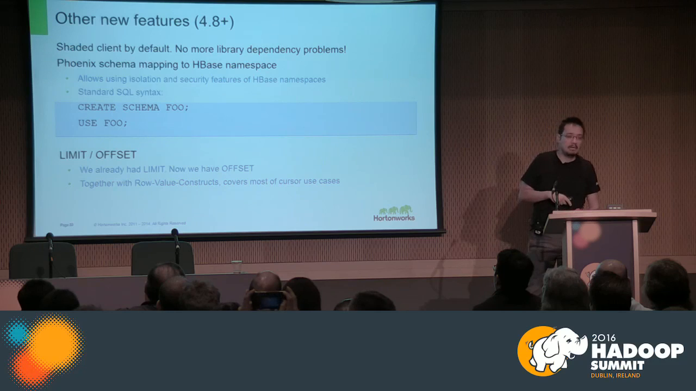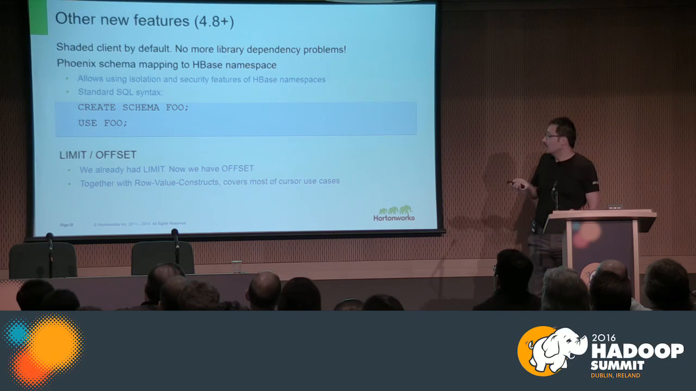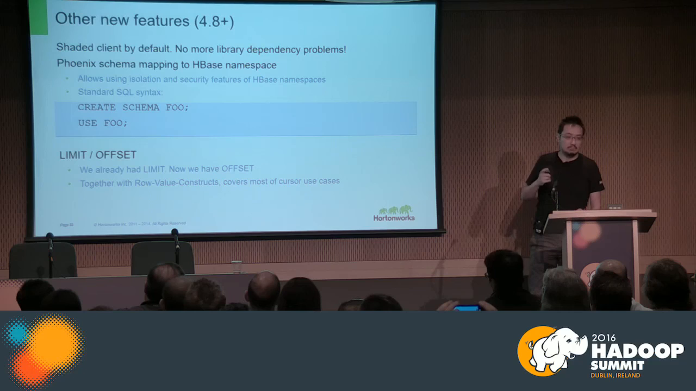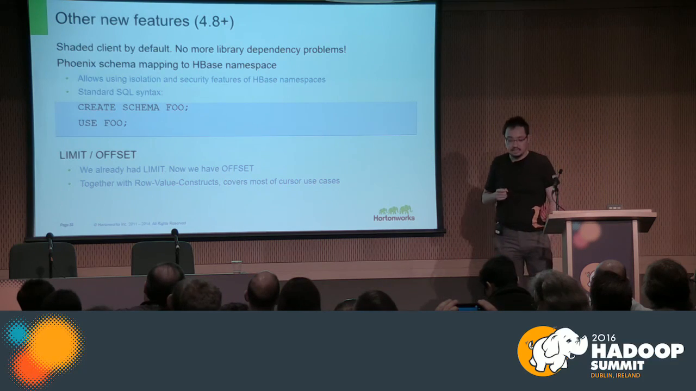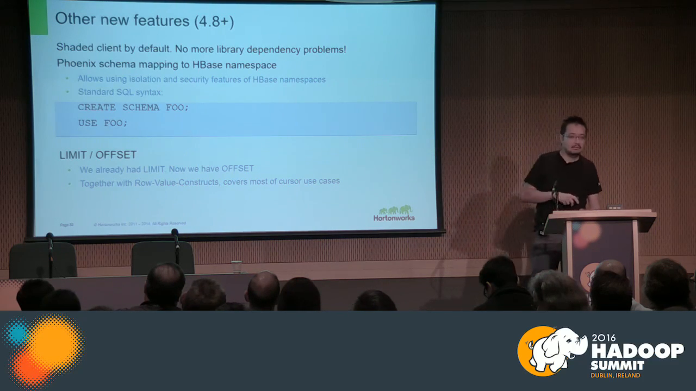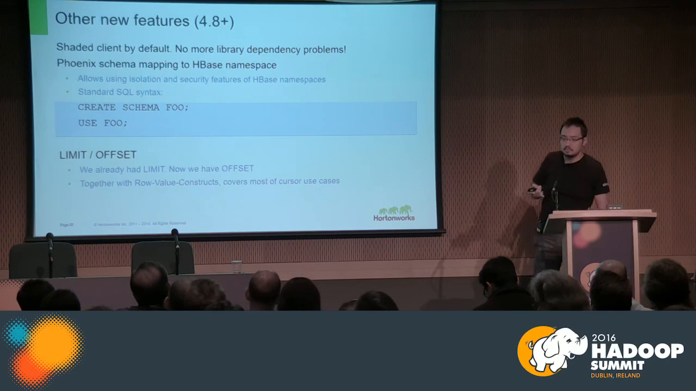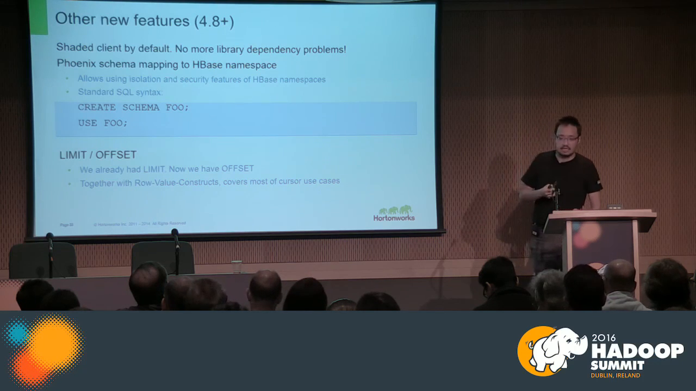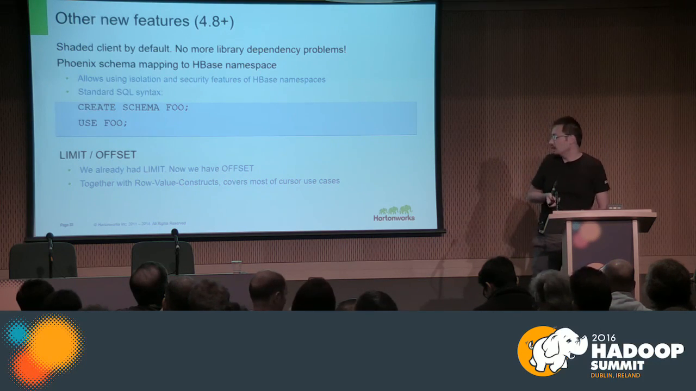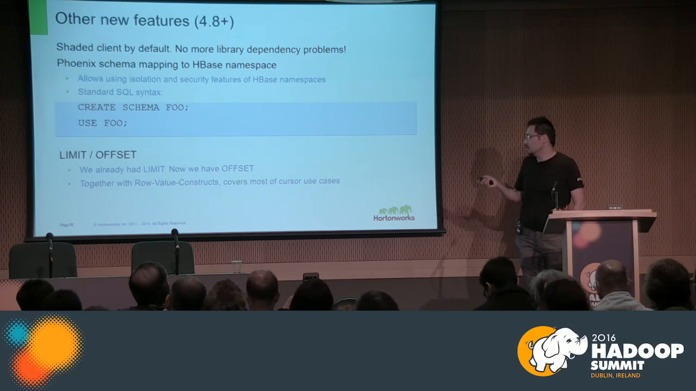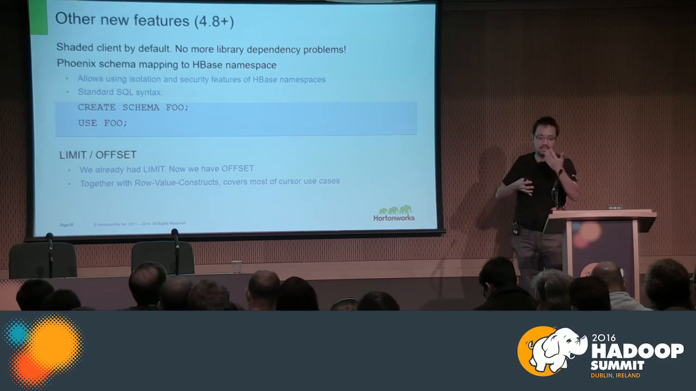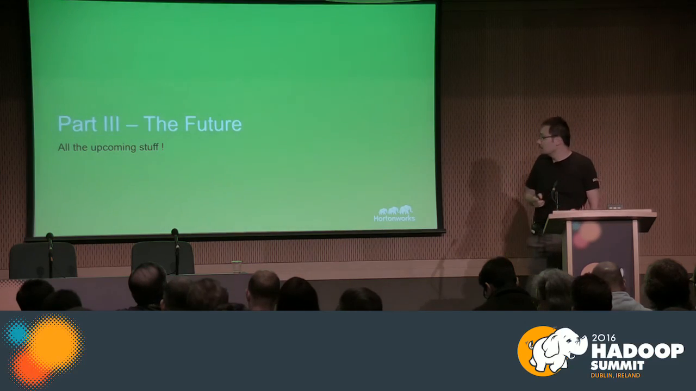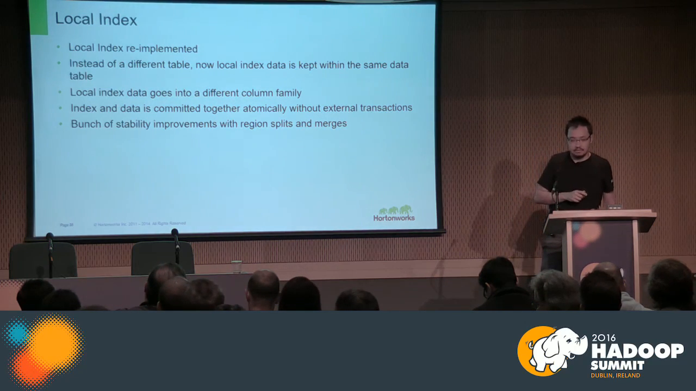The Phoenix schema mapping to HBase is coming. So you would be able to create schema foo and use foo as usual. Like this will be mapped into an HBase namespace. And limit offset is also coming. We already had limit support, and now we will have offset support so that you can do MySQL-like limit offset kind of queries. Together with the row value constructs that we didn't go into, this covers cursor or pagination kind of use cases. Right?